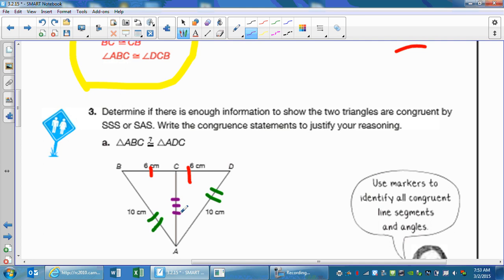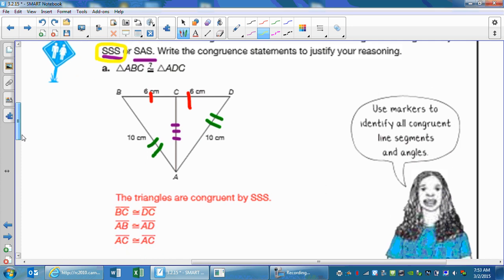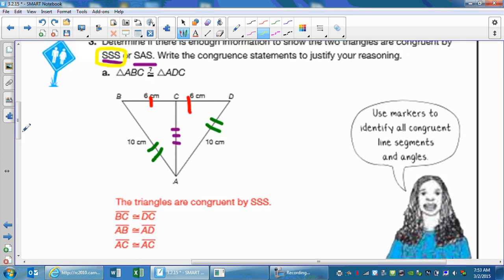So if you have 3 sides, would you call that side, side, side, or would you call that side, angle, side? Side, side, side. And you need to list those out and then say it's congruent by side, side, side. So you have to say the 3 sides that are congruent. Try B on your own. Okay, this one will be side, angle, side. So try B, press pause, press play when you're ready. Try to make up the 3 statements and why it would be side, angle, side.